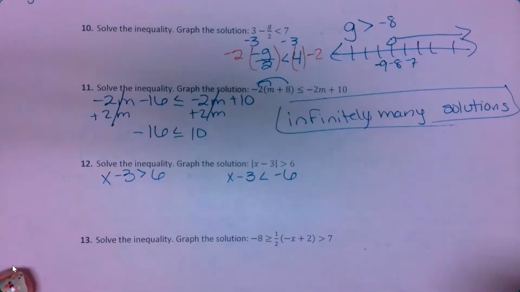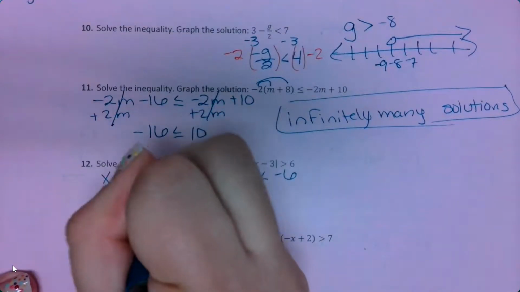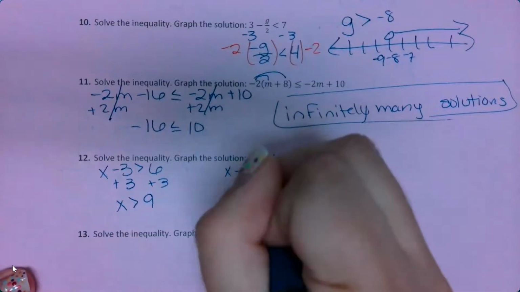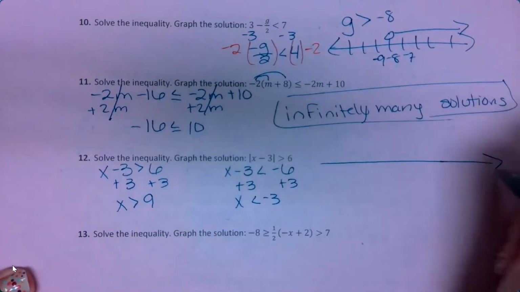Then I just solve for x. So on this first one, I add 3 to both sides. I get x is greater than 9. And then my second one, I add 3 to both sides. I get x is less than negative 3. I want to graph this on a number line.